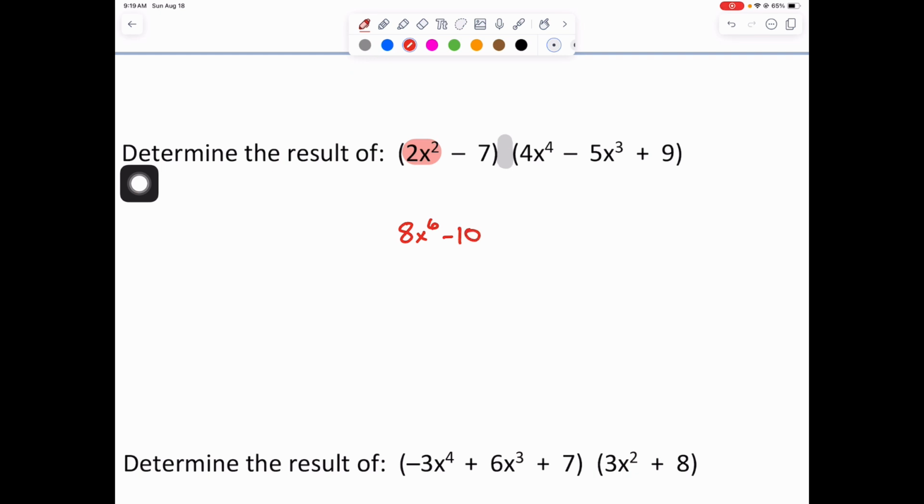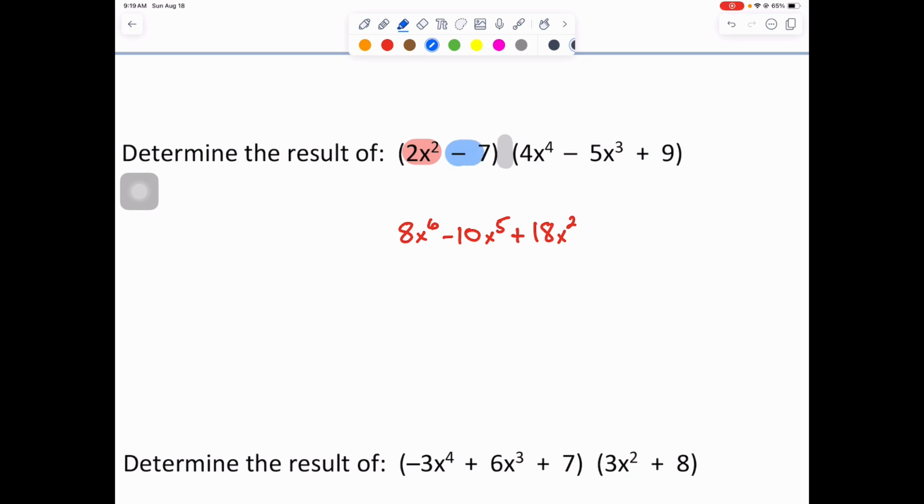Great work. x squared plus x cubed gives us x to the fifth. Wonderful. Then we're going to take that and distribute it to the last term, which is our plus 9. So 2 times 9 is 18. Don't forget to write your x squared. So plus 18x squared.